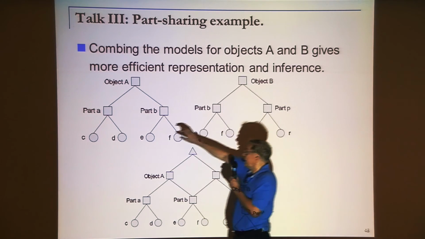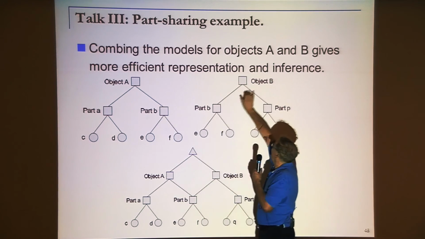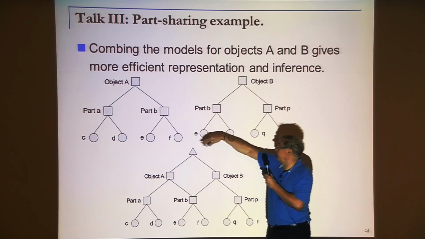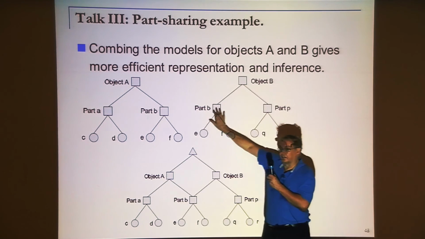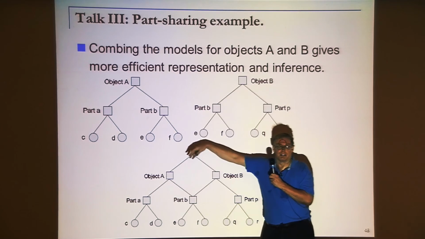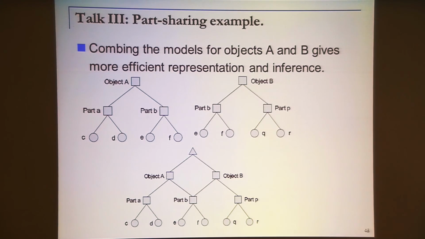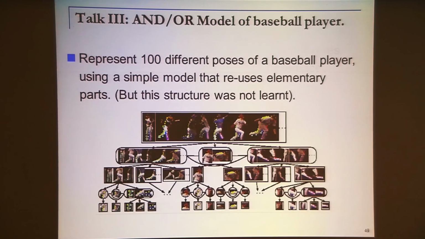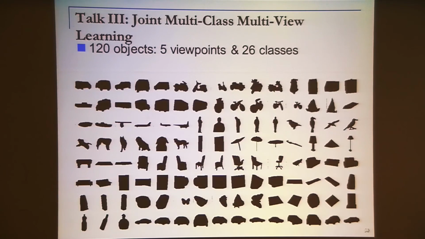This is object A made out of part A, part B. Object B is made out of part B, the same one, and part C. So you can combine this. You only have to learn that part once, and you could use it for both objects. Or the baseball player, but let me skip over that.